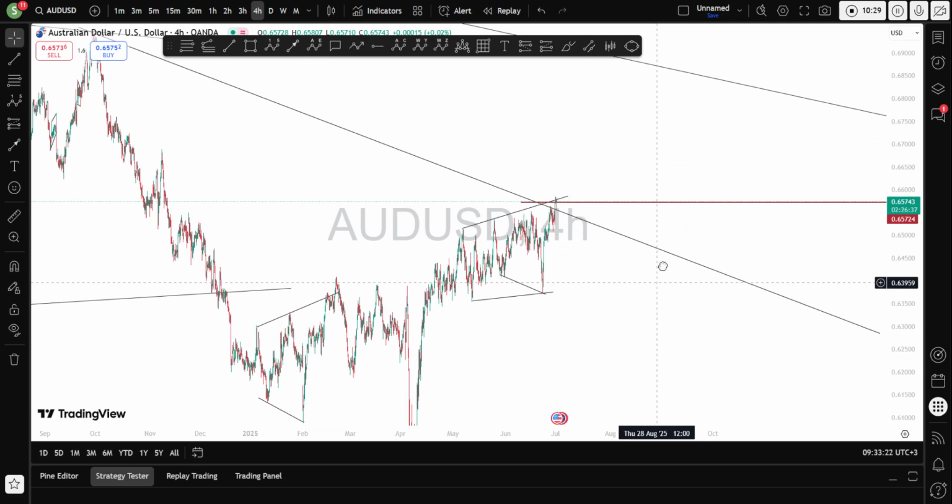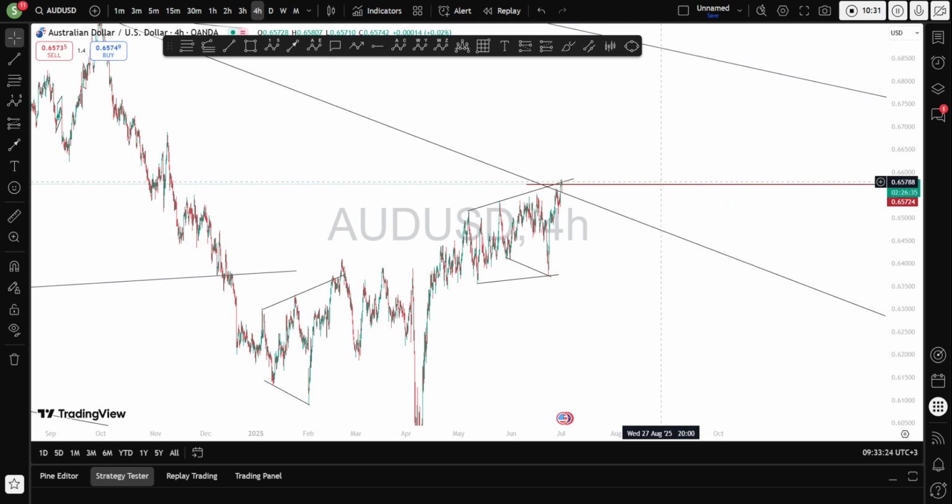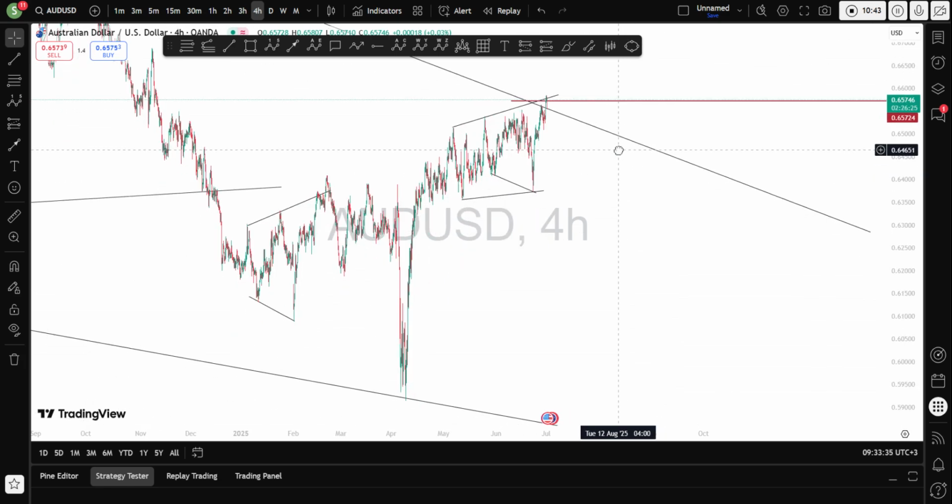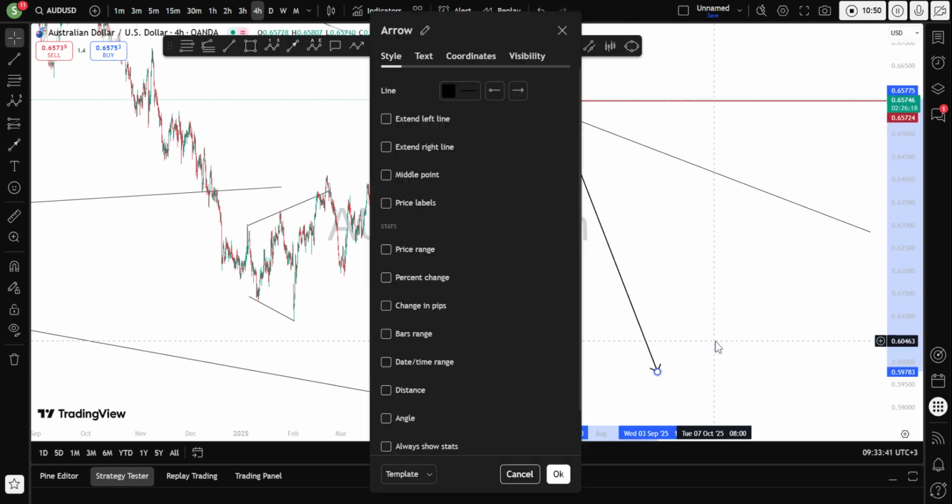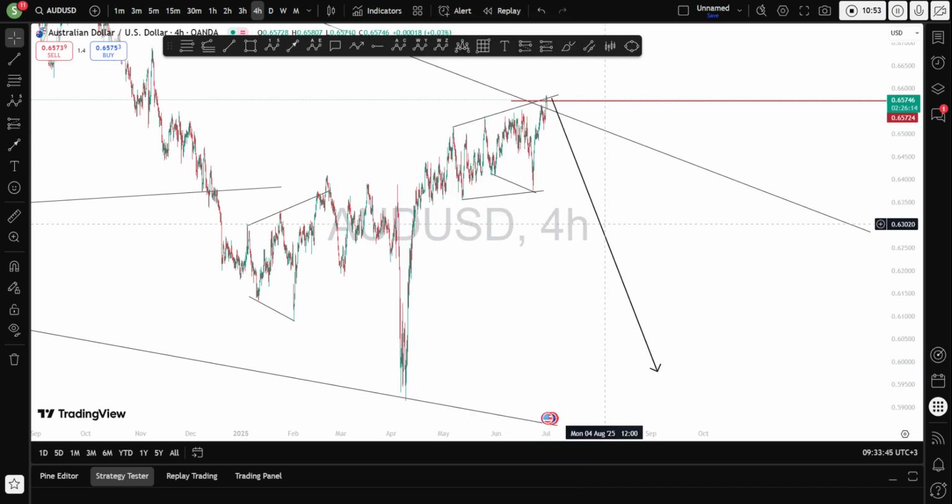So that means this will be an aggressive entry and a stop loss that's above the fifth leg. So that means we are anticipating a bearish move to the downside. So we'll be anticipating a bearish move.